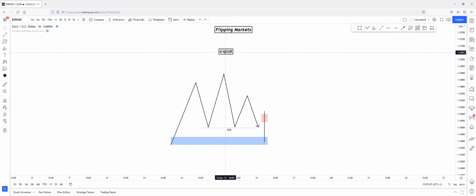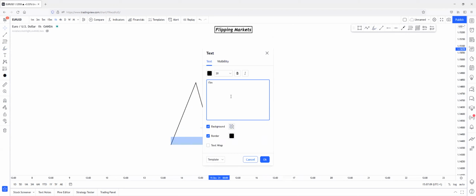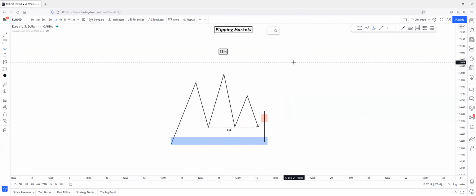So you are on the 15-minute, I will just write it, the 15-minute. And on the 15-minute, you want to see a 15-minute candle do something like this. If you are on the 5-minute, you want to see a 5-minute candle do something like this. If you are on the 1-minute, you want to see a 1-minute candle do something like this. Because let's say you are on the 4-hour. No, let's say you're on the 15-minute.